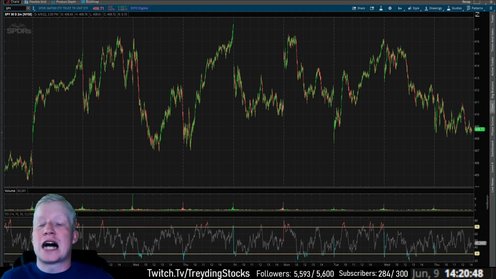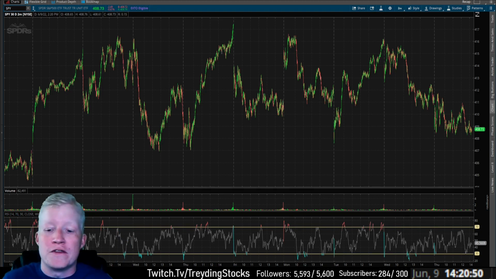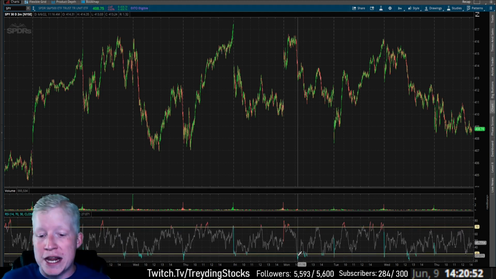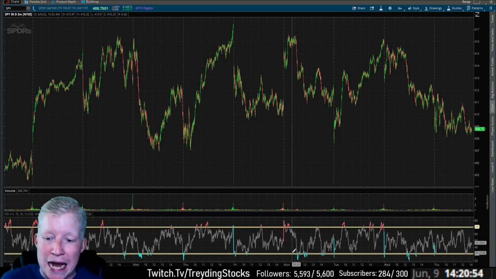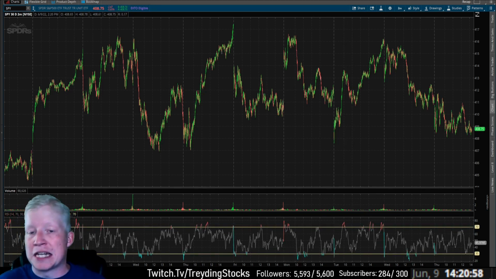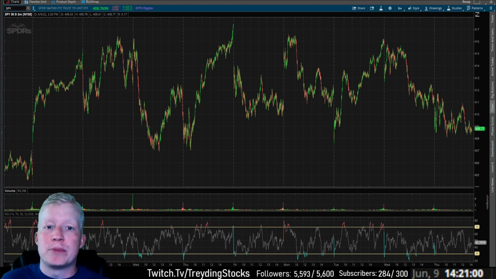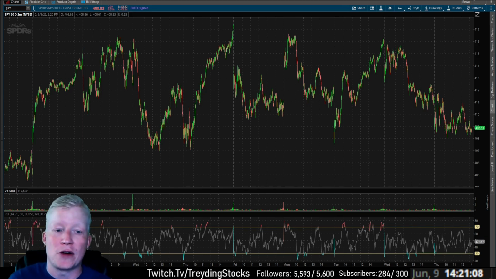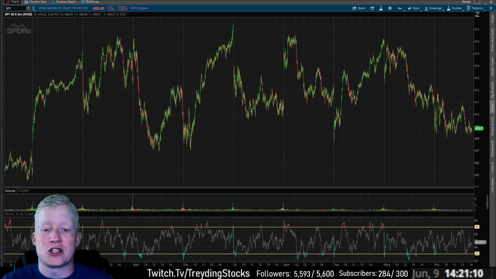Now, the common indication of this strategy is that when it's below 30, it's oversold. That's a buy signal. When it's above 70, that's overbought. That's a sell signal. And that's what we are going to be putting to the test via our code, backtesting every single example of this happening across multiple time frames to see whether or not the strategy works.